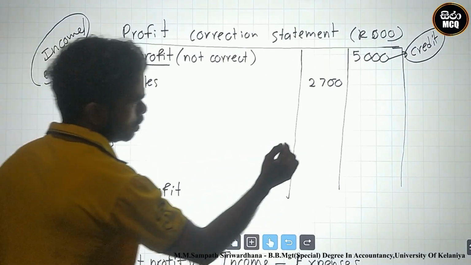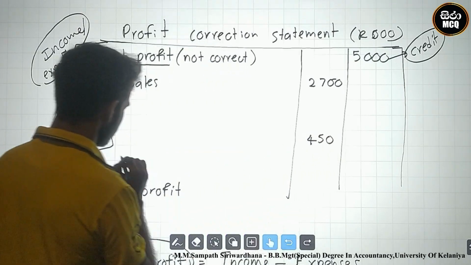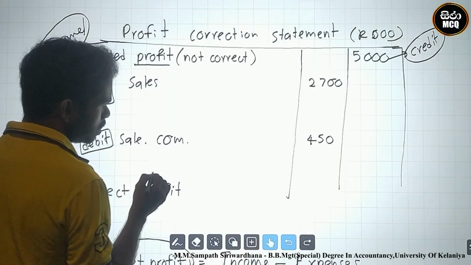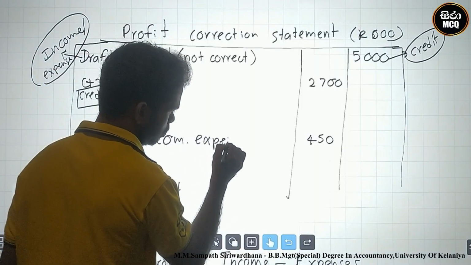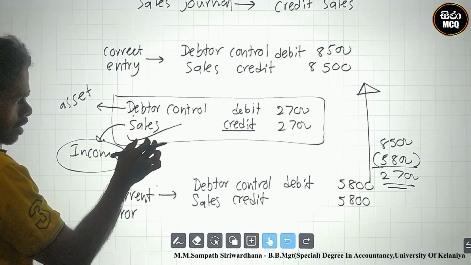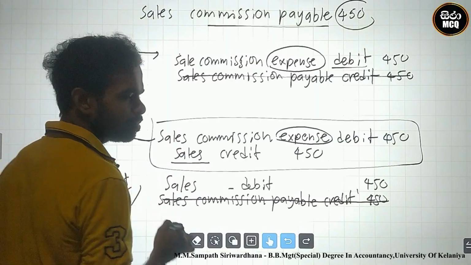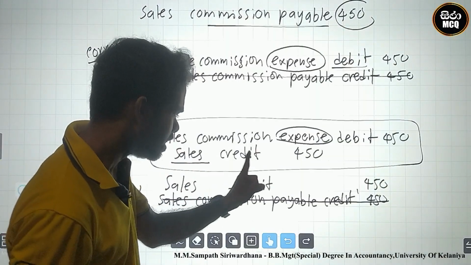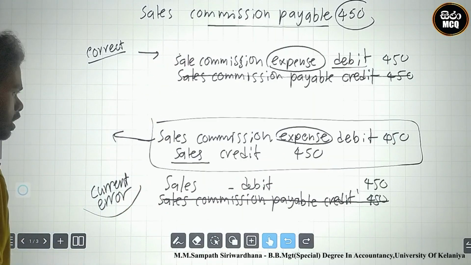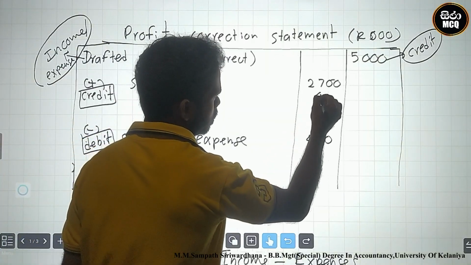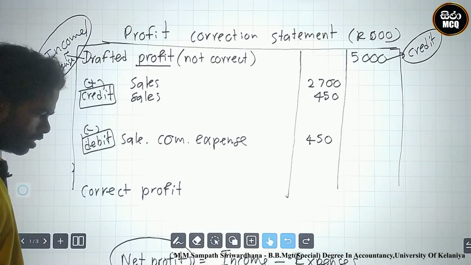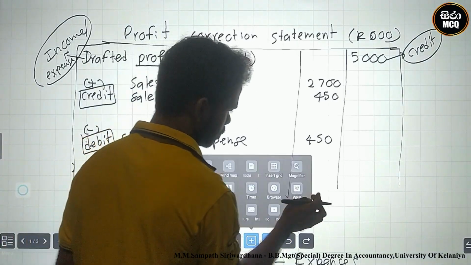Minus, why? Debit short. 450 sales commission expense. The next one is sales credit. Sales means income account. Credit, there is a credit short, we must add this 450. We must add this sales again. Look here, the next error.